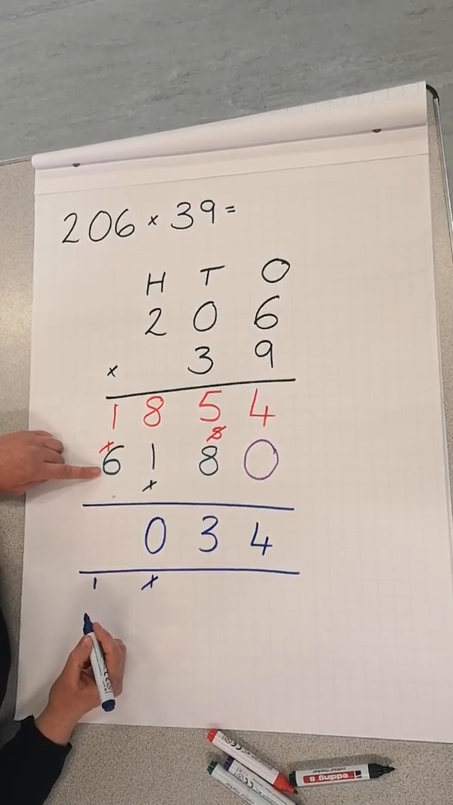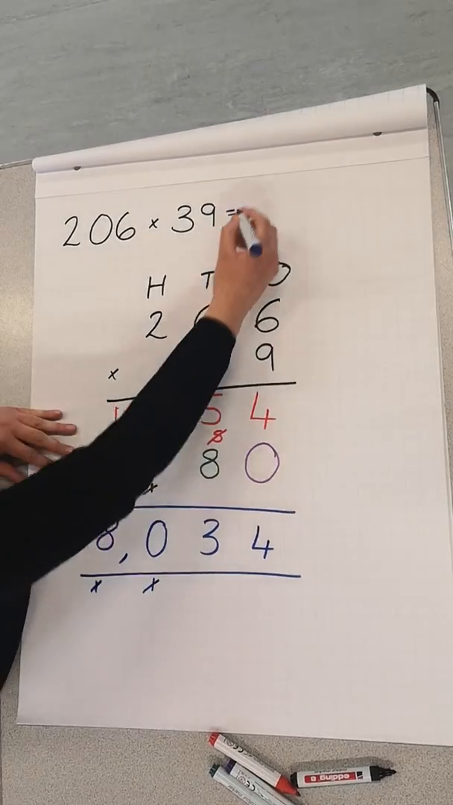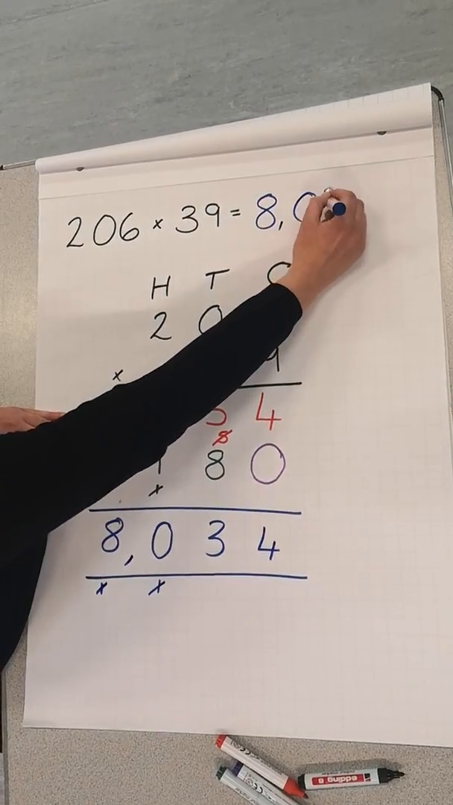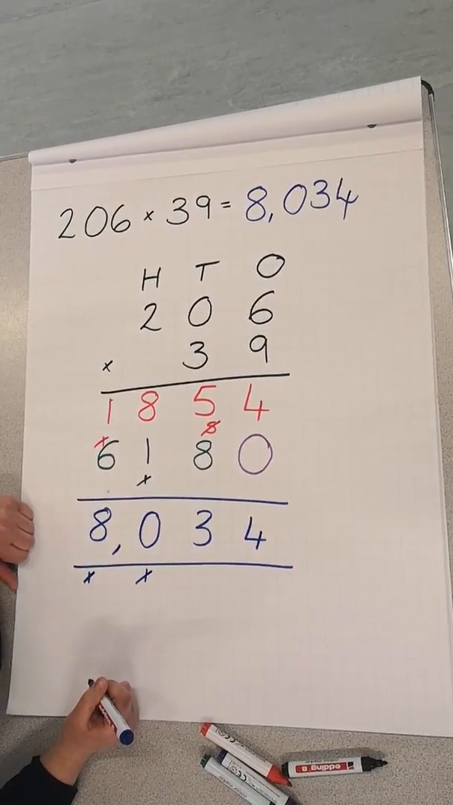And 1 add 6 is 7, and add another 1 is 8. So my answer is 8,034. I hope that's helpful for you, and have a go yourselves now.